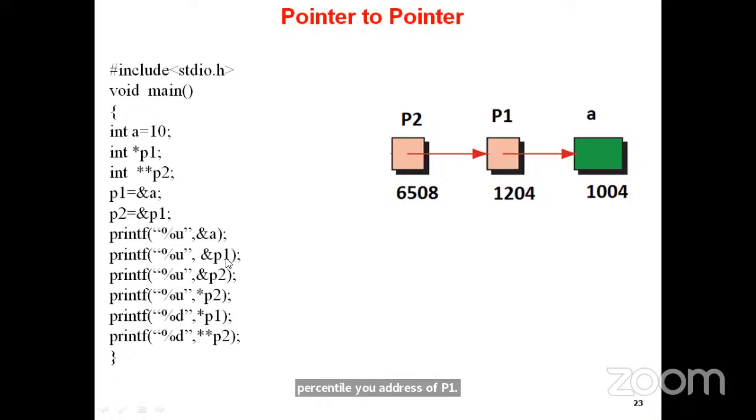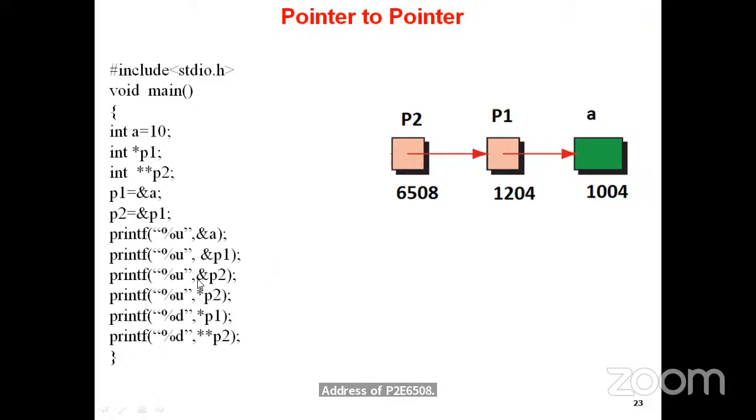Next, percentage u, address of P1. What is the address of P1? Address of P1 is 1204. 1204. Very good. Next, what is the address of P2? You know it, what output will you get? Address of P2 is 6508. 6508.